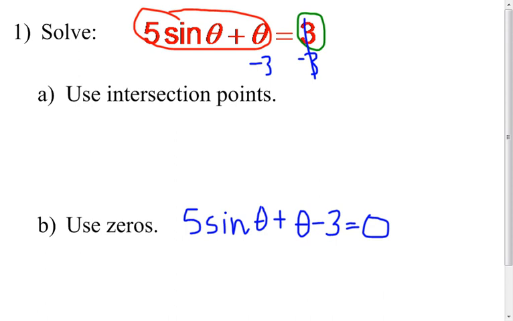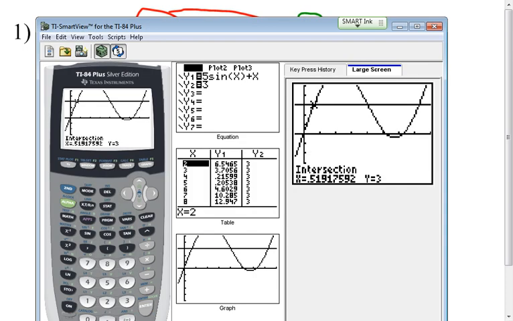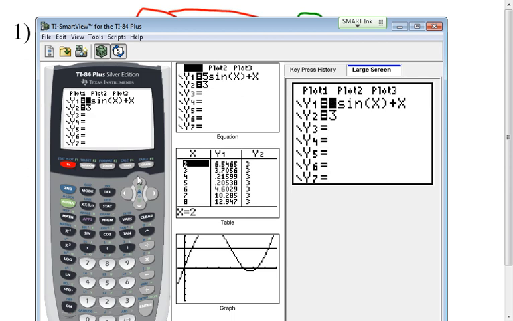That's probably what most of you will do. When you do it this way, you're going to go to your calculator again, and you don't have things in y1 and y2, only in y1. So go up to your y equals key. I'm going to clear out my y2, and then go back up to my y1. Remember that my equation then became 5 sine theta plus theta, and I have to use the x's for theta, and then minus 3. And I'm going to hit graph.